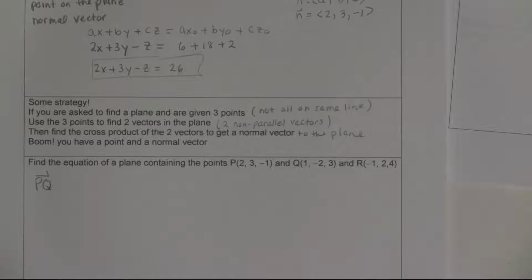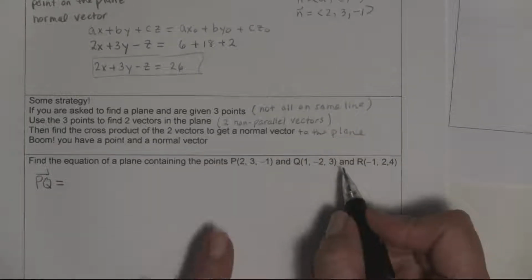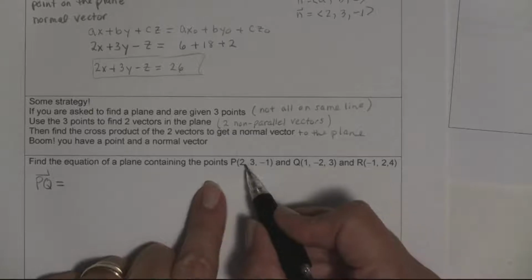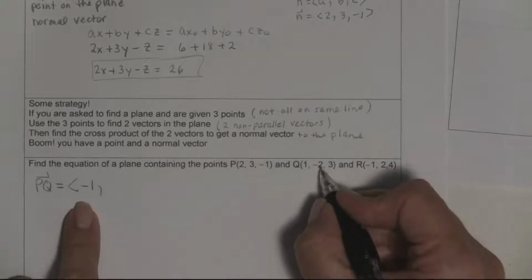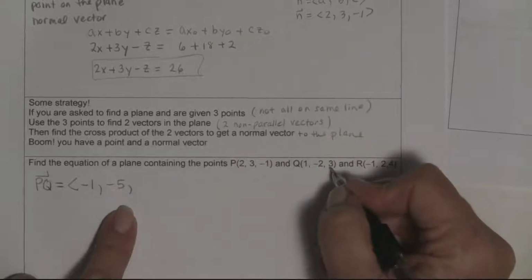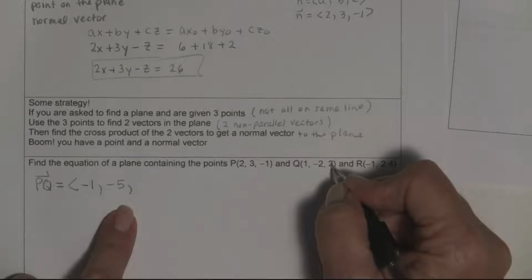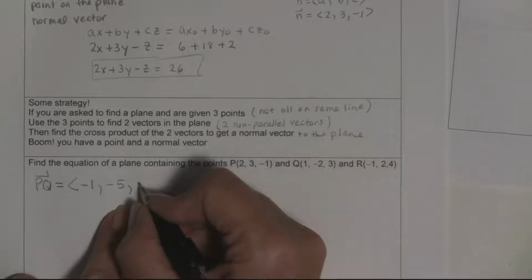But I could have been saying to you, hey, I want to do RP right now. And it doesn't matter. So I'm going to do this, and this was P. And so I said Q, so I'm going to go 1, take away 2, -1. And then -2, take away 3, -5. And if I make a mistake on my arithmetic, I'll say a cuss word. So I'm going to try not to do that. 3, take away -1, 4.